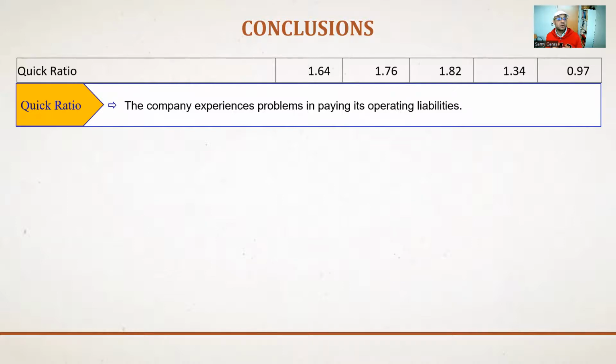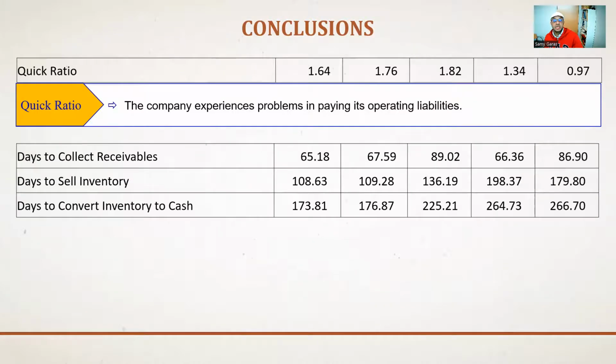We expect the quick ratio to be higher than 1, which means for every dollar we have in liability, we have $1 in current assets that can pay the liability, away from the inventory value. So if the ratio is low, the auditor will predict that the company has some problems with the operating liabilities.